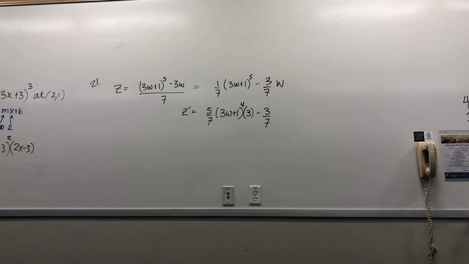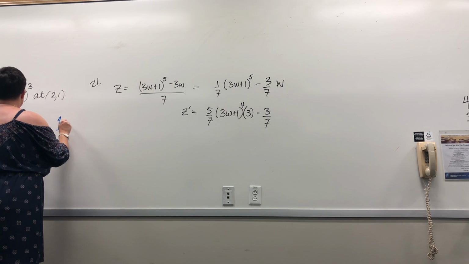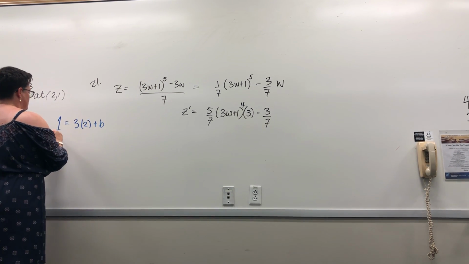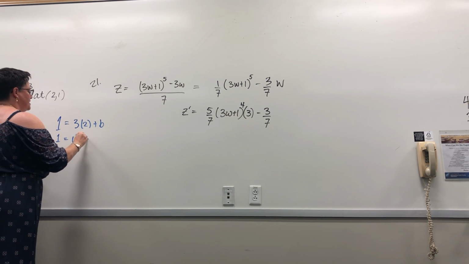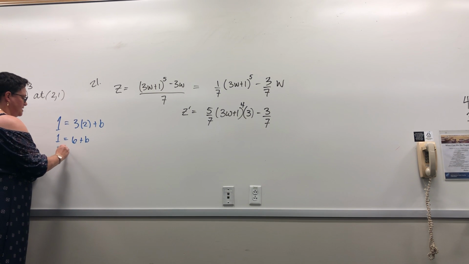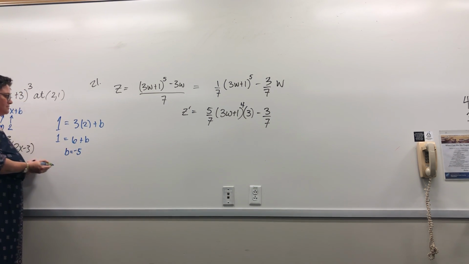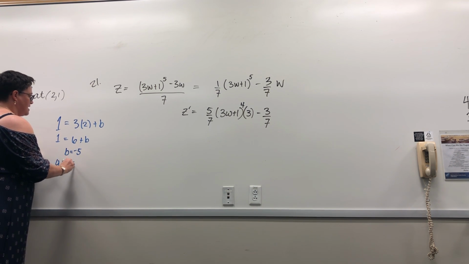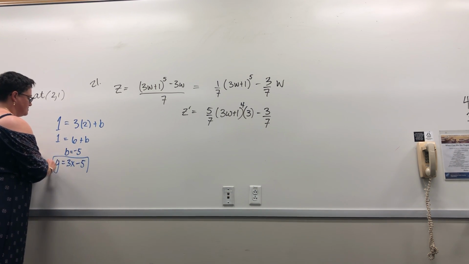Do we have everything we need? Yeah. So now we have 1 equals 3 times 2 plus b. 1 equals 6 plus b. What does b equal? b equals negative 5 for this one. It's the exact same process, guys. So now we have y equals 3x minus 5, and that's the answer for this problem.